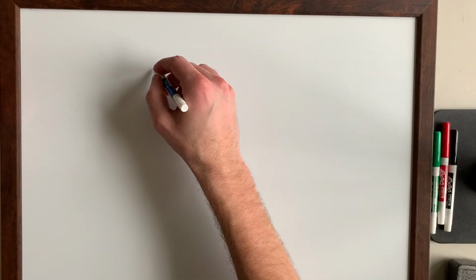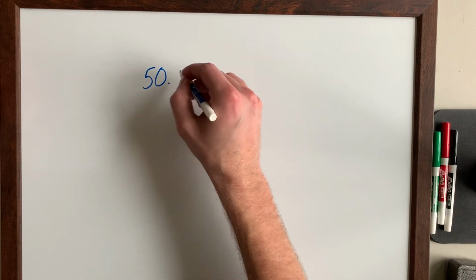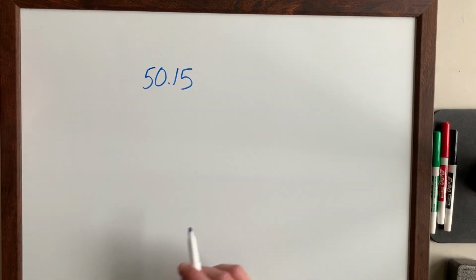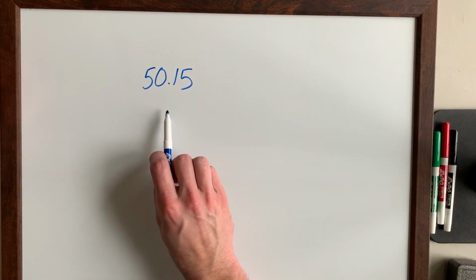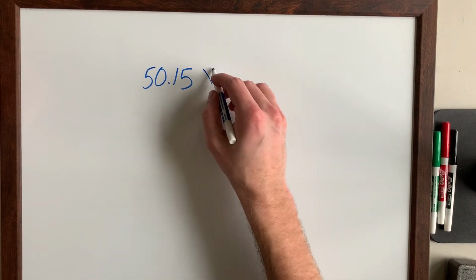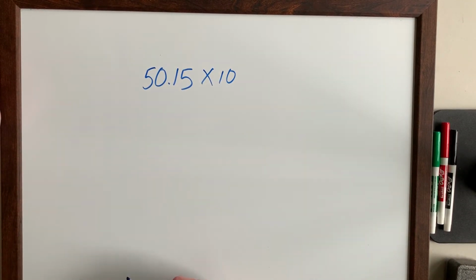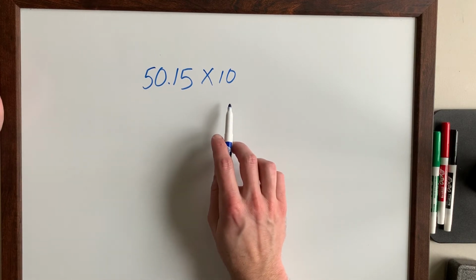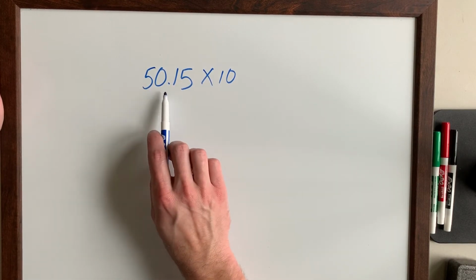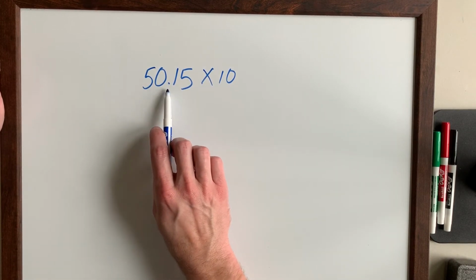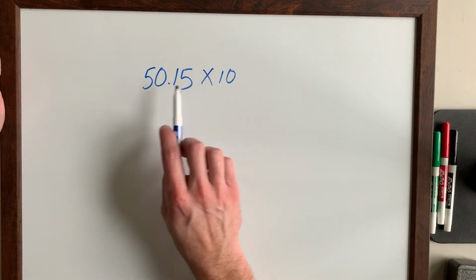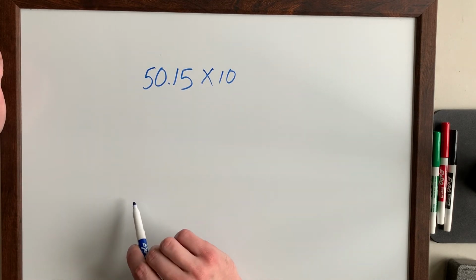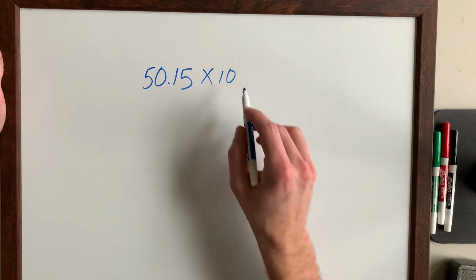All right, now that we've looked at whole numbers, let's go back and try this with decimals. What happens if I have a decimal number like 50.15 and I want to multiply it by 10? Okay? When you multiply and divide by powers of 10, there's a great little trick with decimals, and all we're going to do is move it one way or the other, depending on whether we're multiplying or dividing.